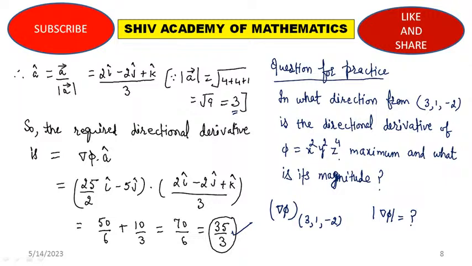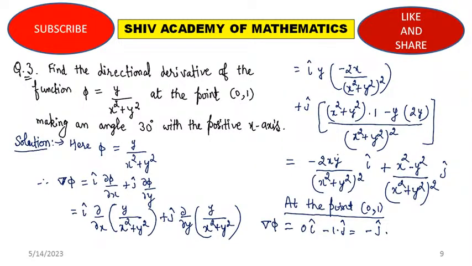Here the point is given as 3, 1, minus 2, so you can solve it easily. Let us come to problem number 3. Again, it is a little bit different from the previous two problems. I have taken various types of problems which can be helpful for your exams.